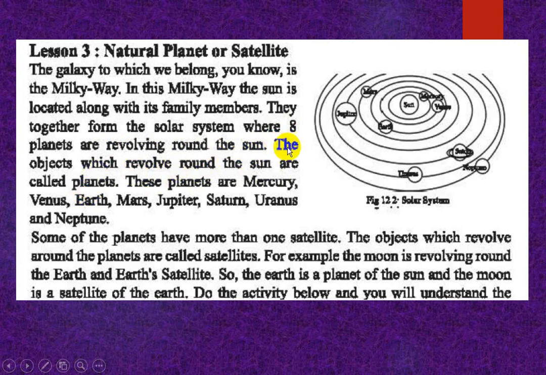The objects which revolve around the sun are called planets. Okay, this is the definition of planets. This can come as a one mark question. The objects which revolve around the sun are called planets.